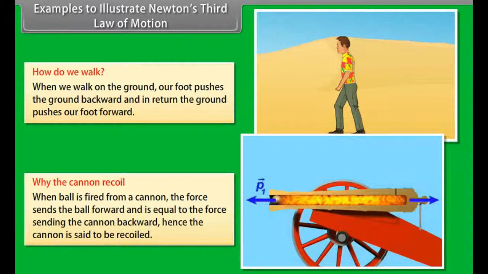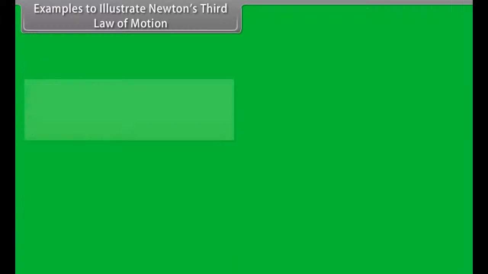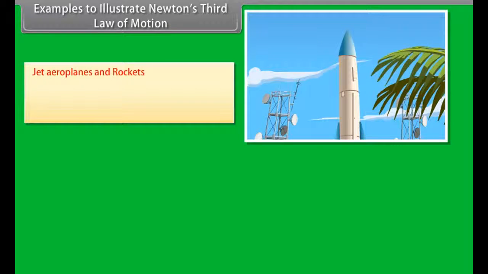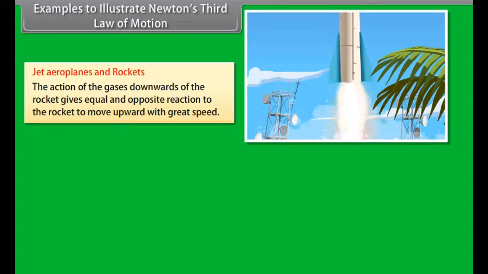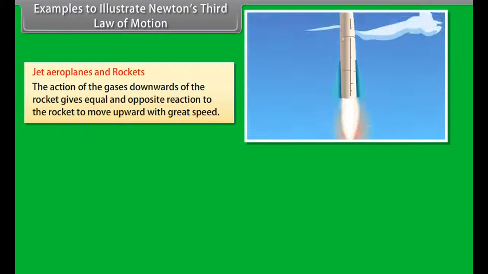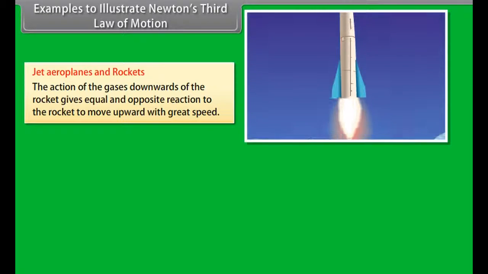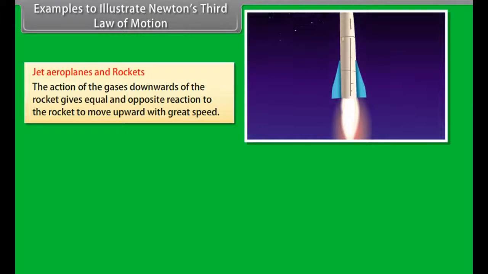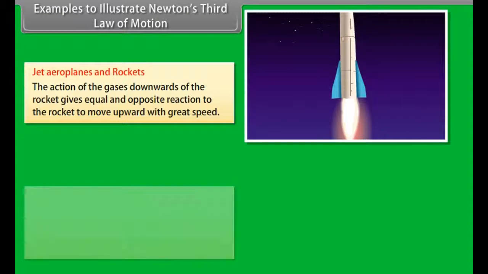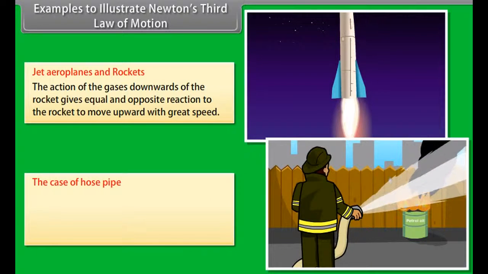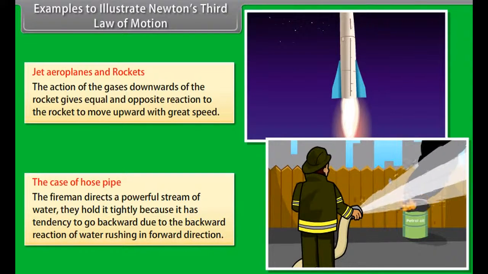Newton's third law of motion. Whenever one body exerts a force on another body, the second body exerts an equal and opposite force on the first body. Every action has an equal and opposite reaction. Examples to illustrate Newton's third law of motion. How do we walk? When we walk on the ground, our foot pushes the ground backward, and in return, the ground pushes our foot forward.